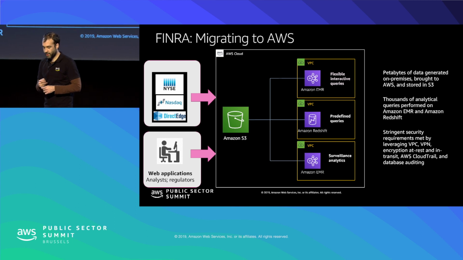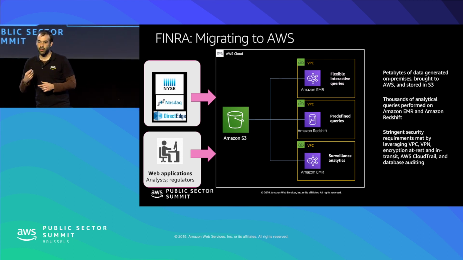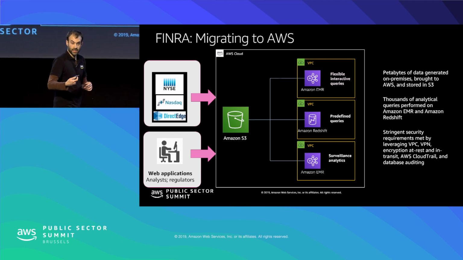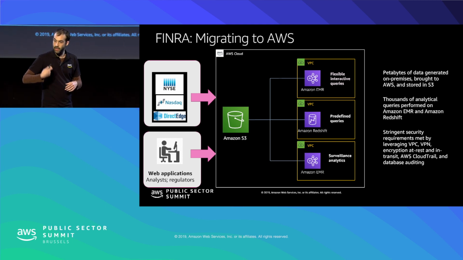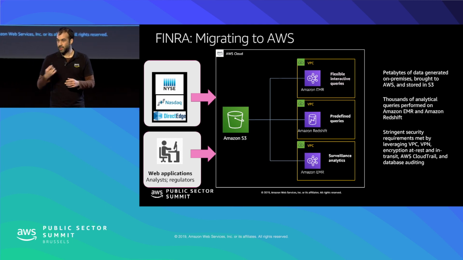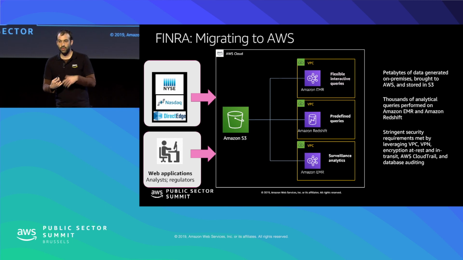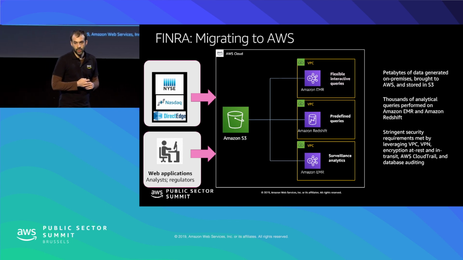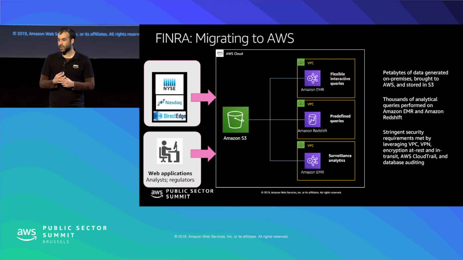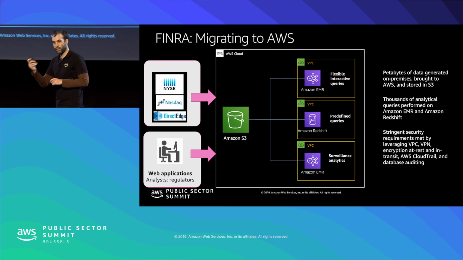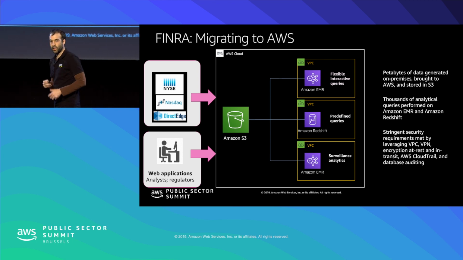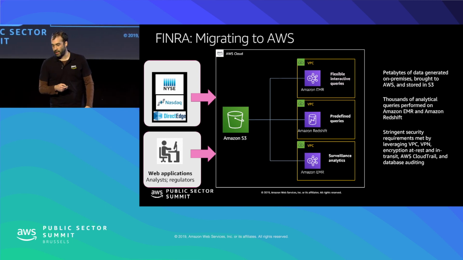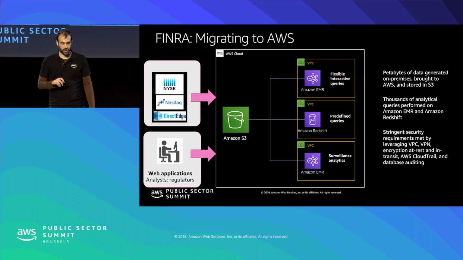Now, FINRA has strict security requirements, and they were utilizing things like a VPC, a virtual private cloud. EMR can be hosted in a VPC, or Redshift can be hosted in a VPC. They also use encryption at rest and in transit from S3. And of course, they're using CloudTrail. AWS CloudTrail is for audit. It will capture every single API call that you make to AWS, and then you can have an audit trail for any action that happened on your infrastructure.